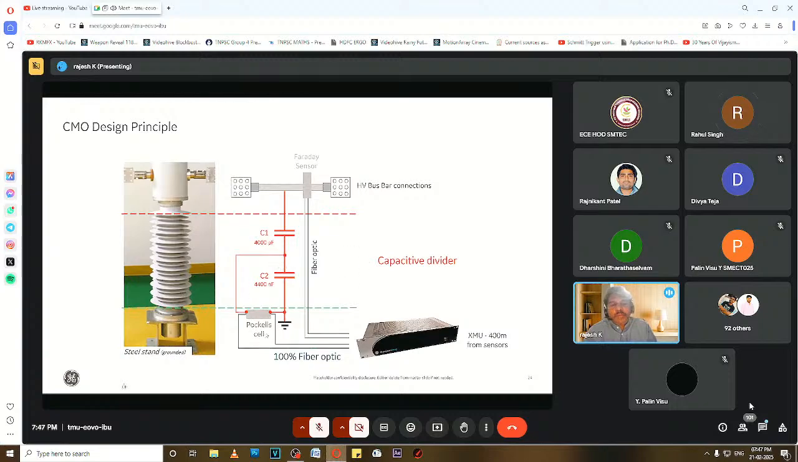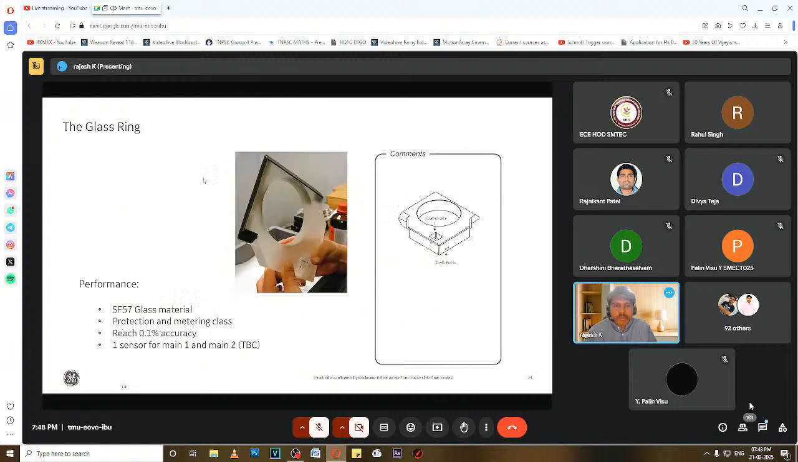So with this capacitive divider, we will have the drop of voltage, and the Pockels cells will measure the voltage and provide output. The output from the Pockels cells will be over fiber, and this particular XMU device is a numerical merging unit. These merging units will convert the information to a highly accurate voltage measurement. So this will have voltage measurement and current measurement available in the same device.